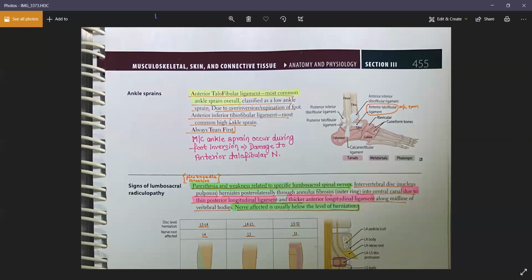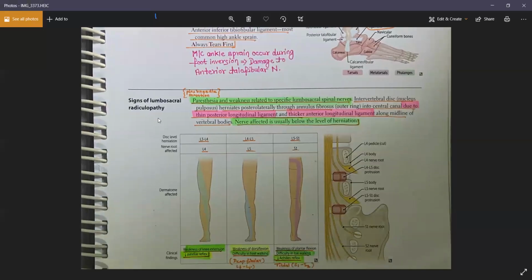So remember just this fact: the most common ankle sprain occurs during foot inversion, and it is because of damage to the anterior talofibular ligament. Okay, very important. Any doubts so far?